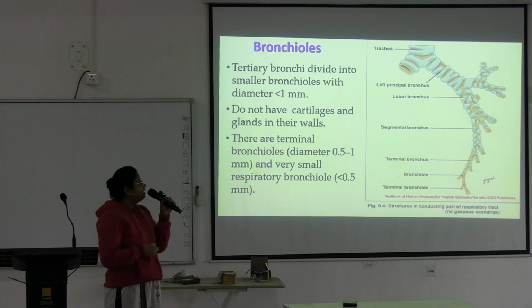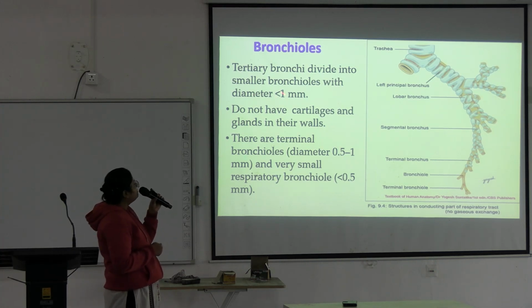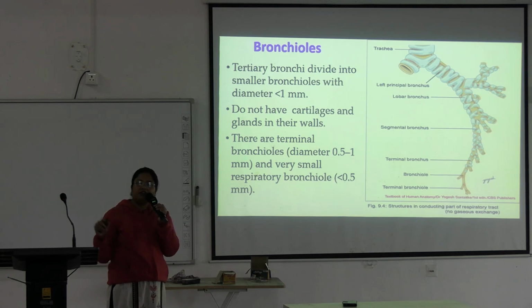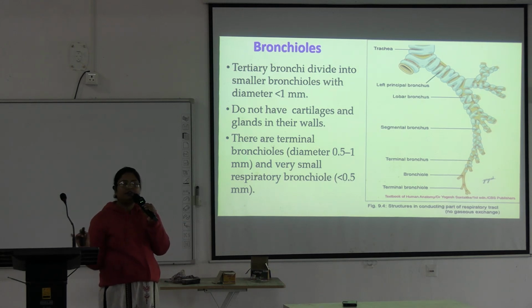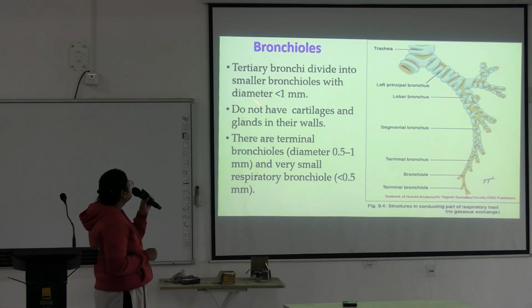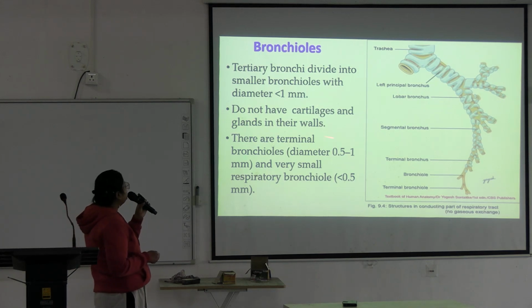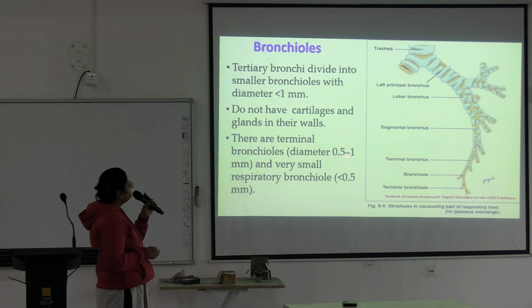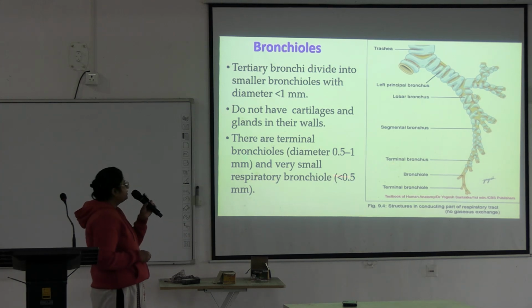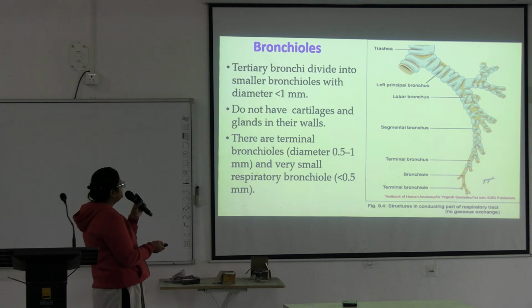It is less than 1 millimeter in diameter, does not contain any cartilage and does not contain any mucus glands. So they do not have cartilages and glands in their walls. There are terminal bronchioles, diameter 0.5 to 1 millimeter, and very small respiratory bronchioles, diameter less than 0.5 millimeter. Okay. So bronchiole is done.